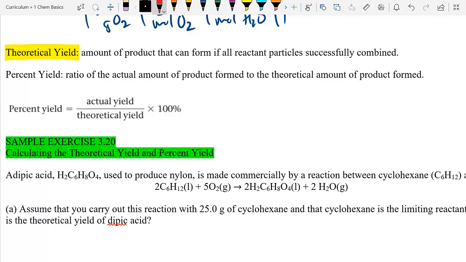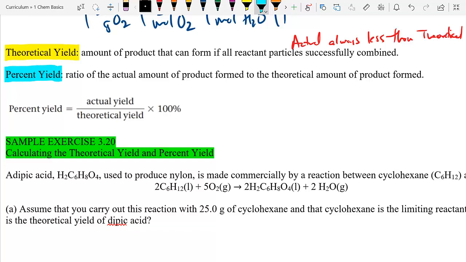Now the actual yield is always less than the theoretical. Okay, so just watch out for that. In reality, not all particles will successfully find their way to each other and combine to form a real reaction. So the actual yield will be less than the theoretical, which brings us to this concept of a percent yield.